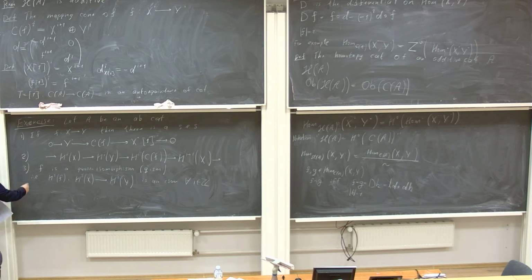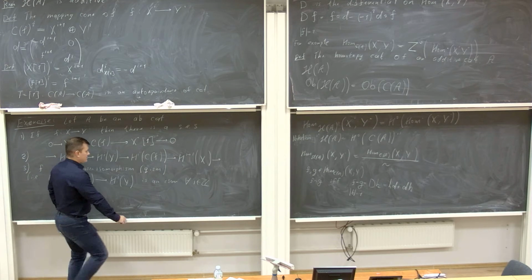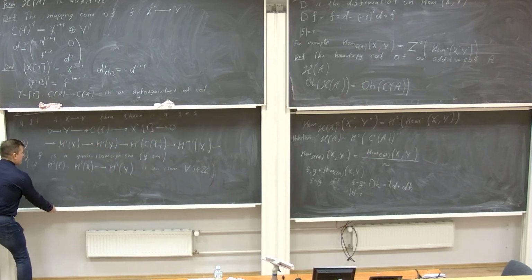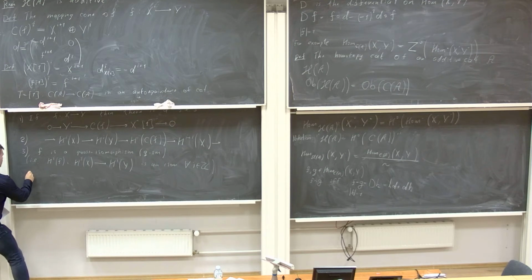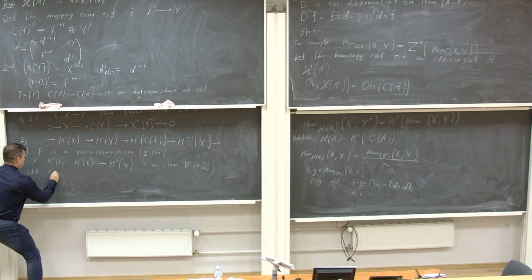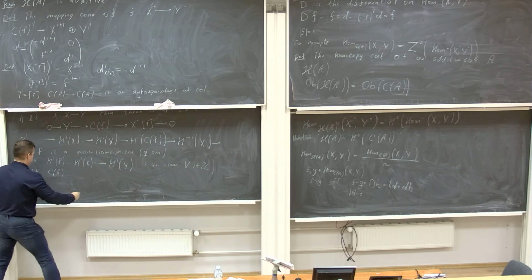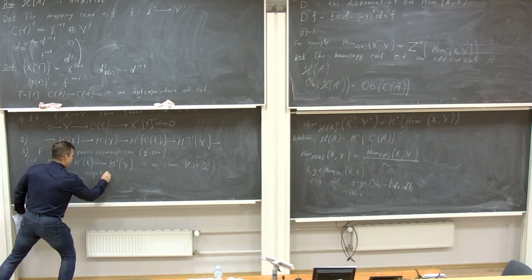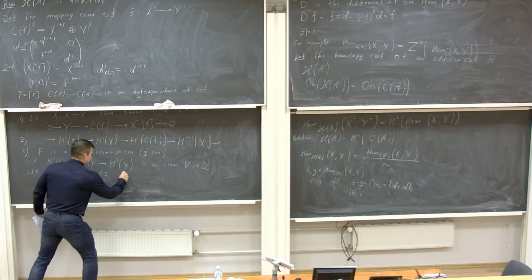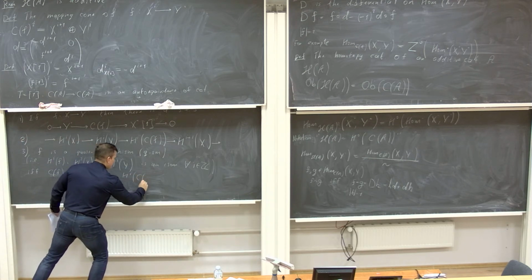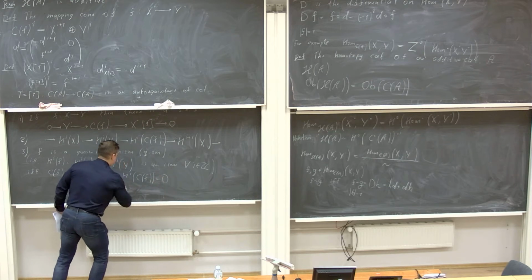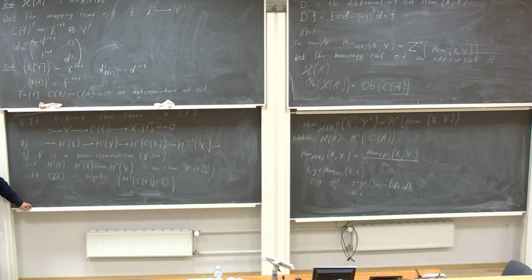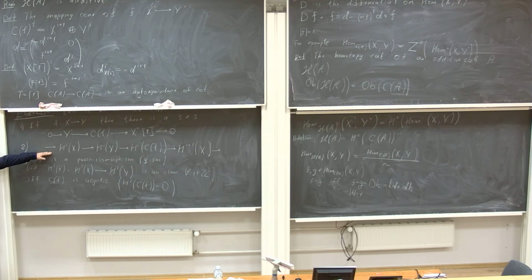Let me say this maybe in parentheses. The statement is the following: F is a quasi-isomorphism if and only if the cone of F is acyclic, meaning that all the cohomology of the cone is 0. This immediately follows from the long exact sequence for the cohomology.